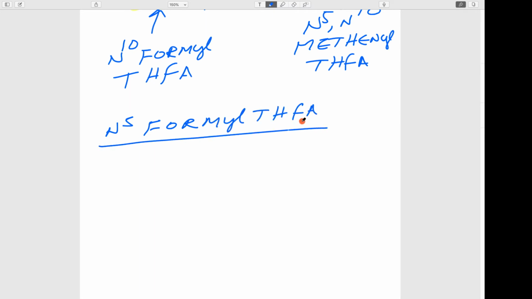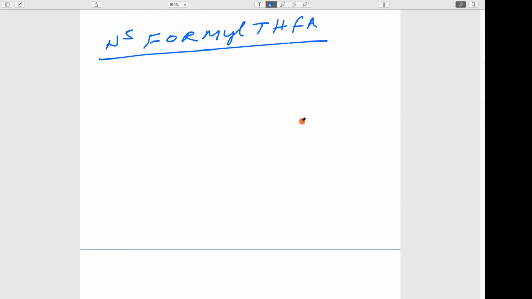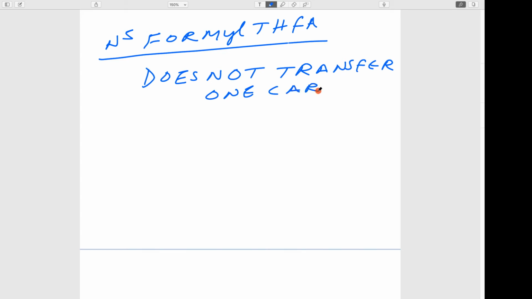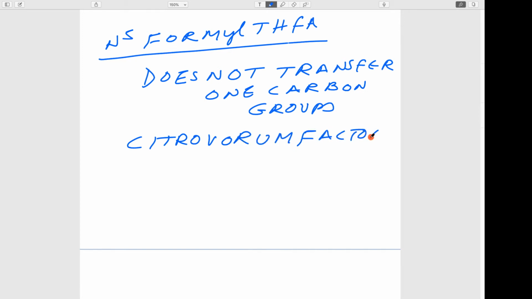What is the role of this N5 formyl THFA? It does not transfer one carbon groups. So if it doesn't transfer one carbon groups, then what is its use? It has uses in supplementation. It is also called citrovorum factor, or folinic acid.